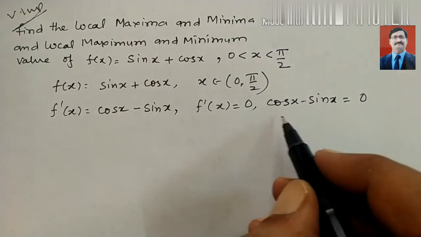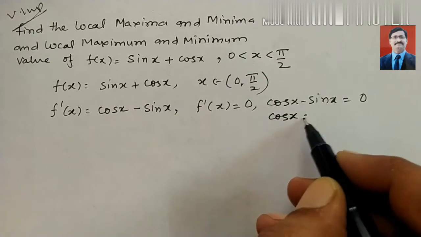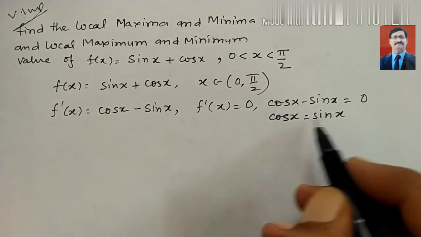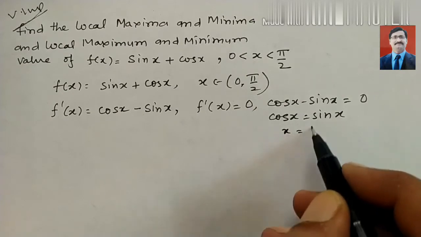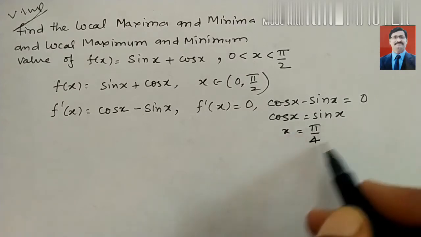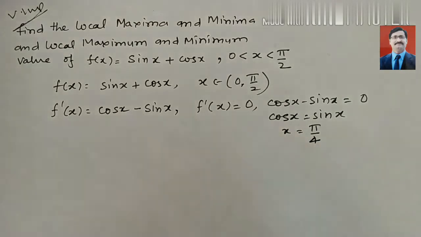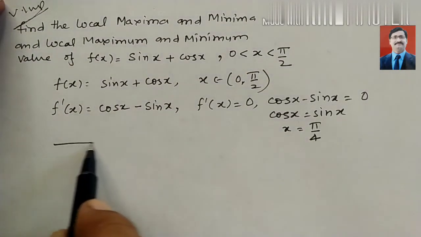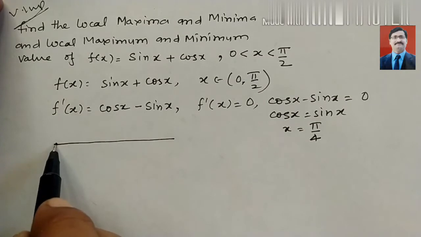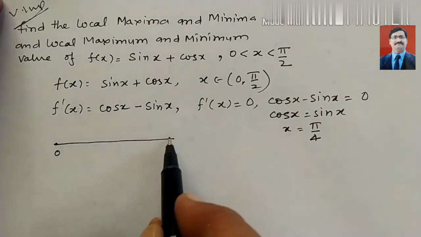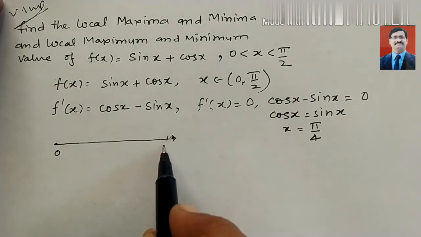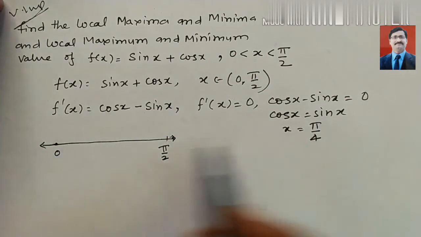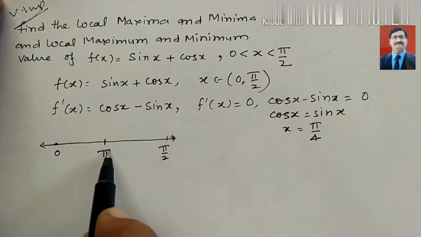So we get cos x equal to sin x, and this means when we have this equality, x is equal to pi by 4. At pi by 4, cos x equals sin x. Now we draw a number line. On the number line, the first point is 0, the second point is pi by 2, and this pi by 4 lies between these.